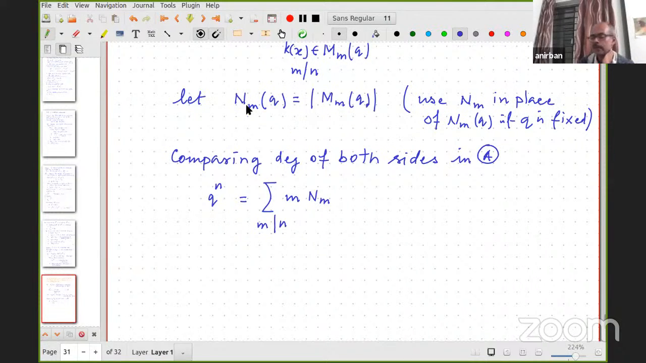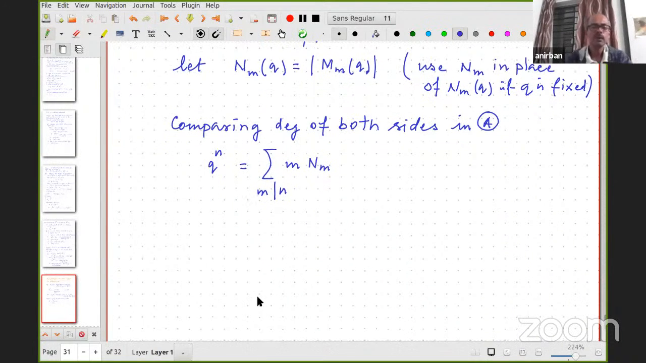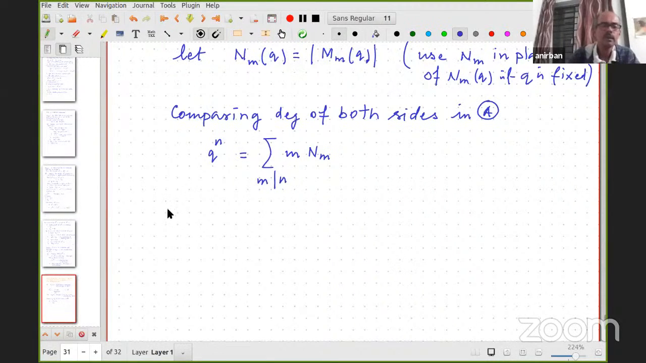So how do we do that? We have to make use of something which is called the Mobius function. So a very well-known number theoretic function. I will just briefly talk about that. Whenever we have a sum over divisors, we will use this technique. So this mu. Let me just describe the Mobius function first.